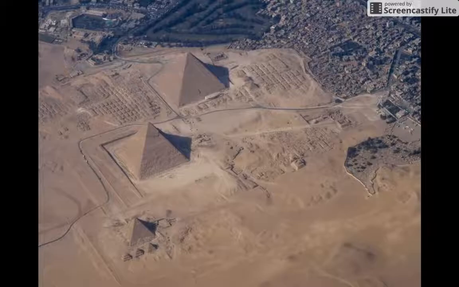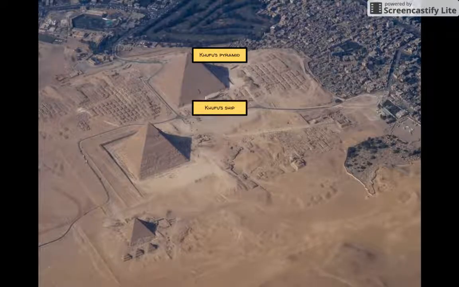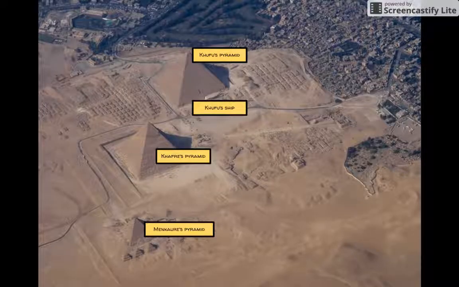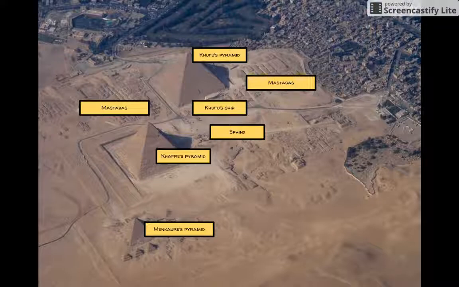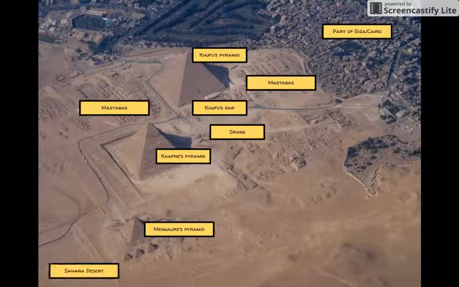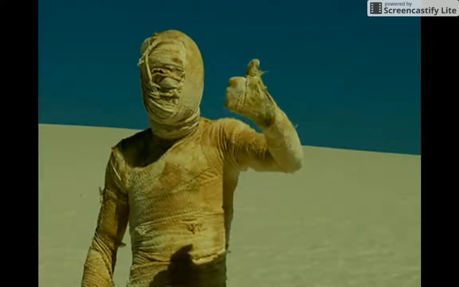We also said that there's a lot more going on here than just simply Khufu's pyramid. We have Khufu's pyramid pictured there, but we also have Khufu's ship, which is buried right outside his pyramid. We have Khufu's son Khafre's pyramid at this location. We have Khufu's grandson Menkaure's pyramid as well. We have mastabas, which are single room tombs that were built for people that served in Khufu's court and for his queens. We also have the Sphinx, which we believe to be the guardian of the pyramids located here. We have the huge city of Cairo kind of creeping into the frame, and then we have the Sahara Desert as well. All right, ready to move on to the good stuff, the mummies.